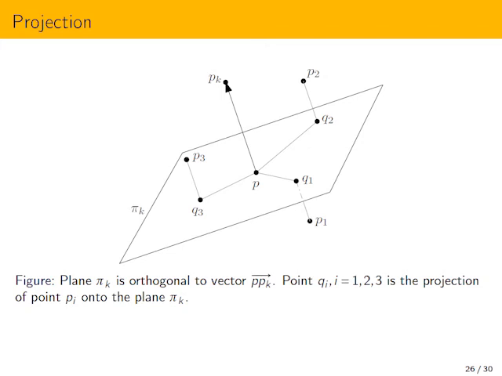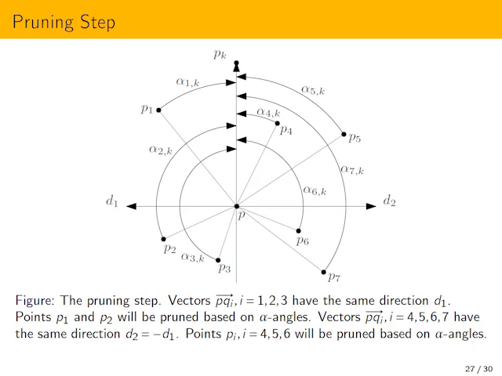Here we talk about the pruning step. We define the angle alpha for a point pi to be the smallest angle between vectors ppi and ppk. To perform the pruning step, for each two points whose projections on the plane πk have the same direction, we keep the one which has the larger alpha angle. In this figure, there are two directions, d1 and d2. For example, points p1, p2, and p3 have the same direction. In the pruning step, points p1 and p2 are pruned, and point p3 survives. Similarly, point p7 survives in the other direction.